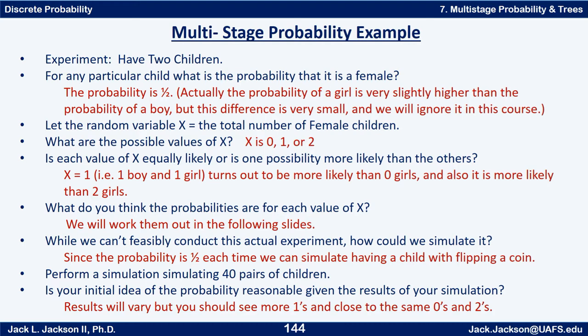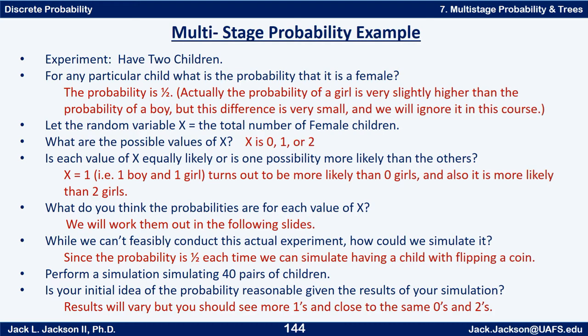Okay, and what do you think the probabilities are? Did you come up with 1/3, 1/3, 1/3, thinking these are equally likely, or did you put a higher probability for 1 than for 0 or 2? Or did you do it some other way? We're going to work out what the actual probabilities are in the following slides.